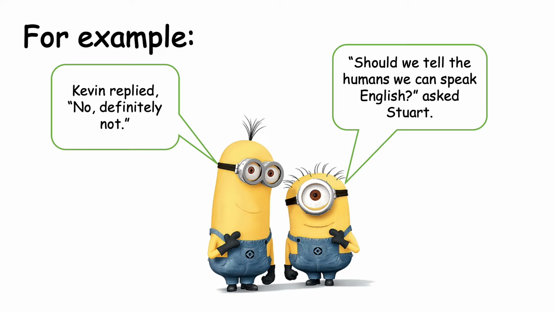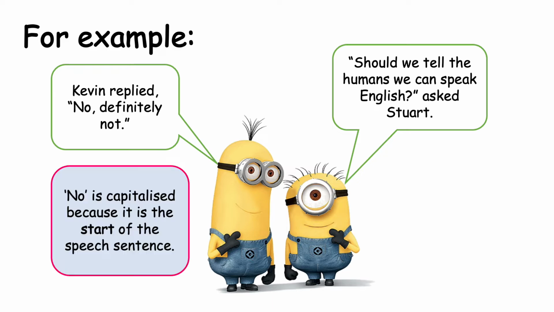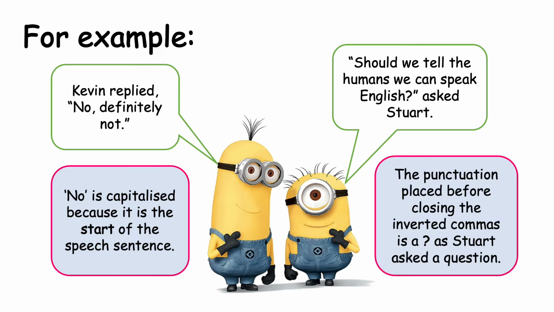Kevin replied, "No, definitely not." So then we have a new line, and it would say Kevin replied, and between that saying who's talking and the speech you put a comma. So you have a comma, then an opening speech mark, and then a capital N for no, and at the end of the speech, what is coming out of Kevin's mouth, he has a full stop and then a closing speech mark. And I think I've said all of that.